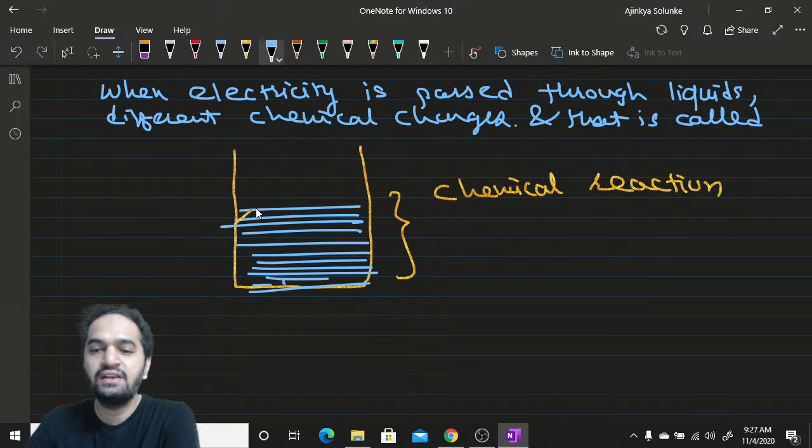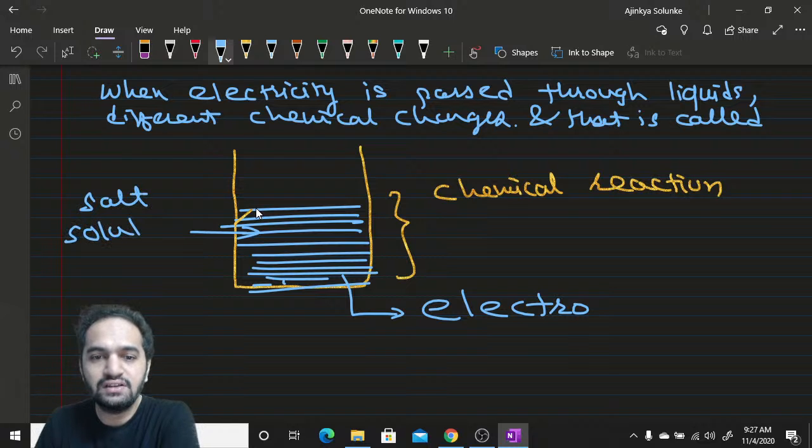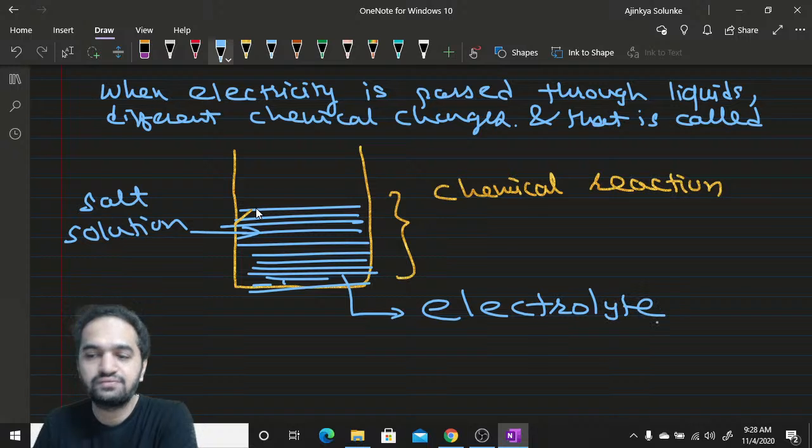Okay, suppose this liquid which we are using is called an electrolyte. As you already know, if a certain liquid allows electricity to flow through it, it is called an electrolyte. So the salt solution which we have taken is nothing but an electrolyte. Agreed?